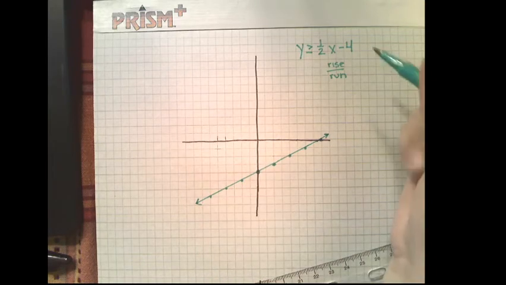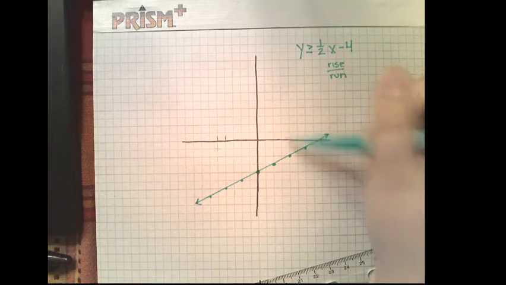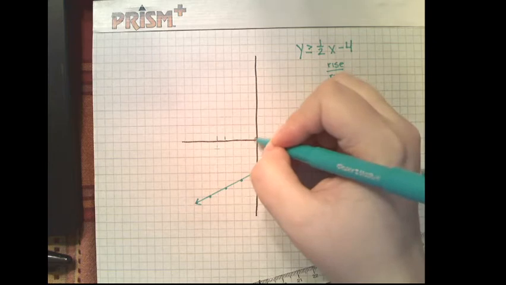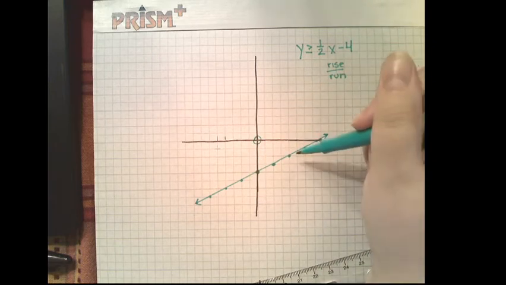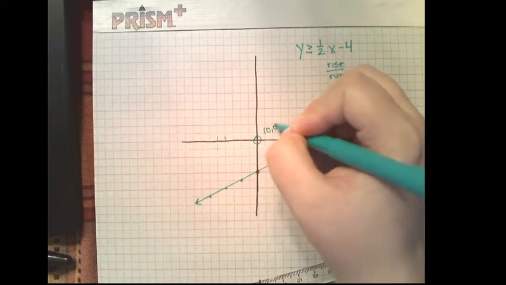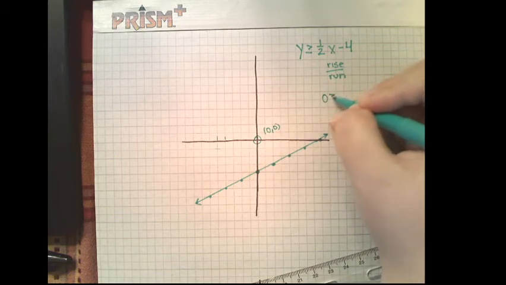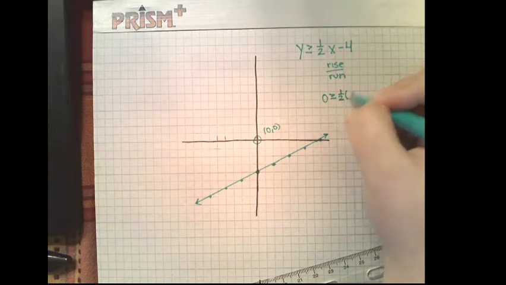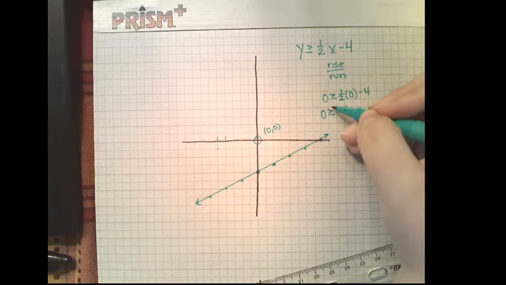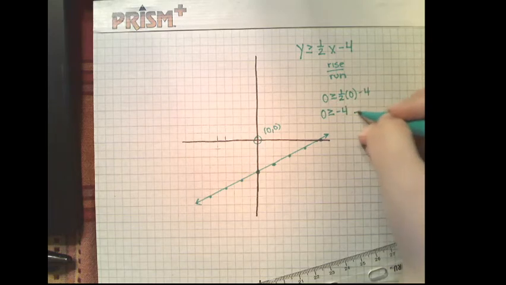And now that I have my line graphed, I need to decide which side I'm going to shade. So I'm going to pick a test point. 0, 0 is open, it's not on the line, so I'm going to test that point. Plug in 0 for x and 0 for y. So 0 is greater than or equal to 1/2 times 0 minus 4. 1/2 times 0 is 0. 0 minus 4 is -4. We have 0 is greater than or equal to -4. That is a true statement.